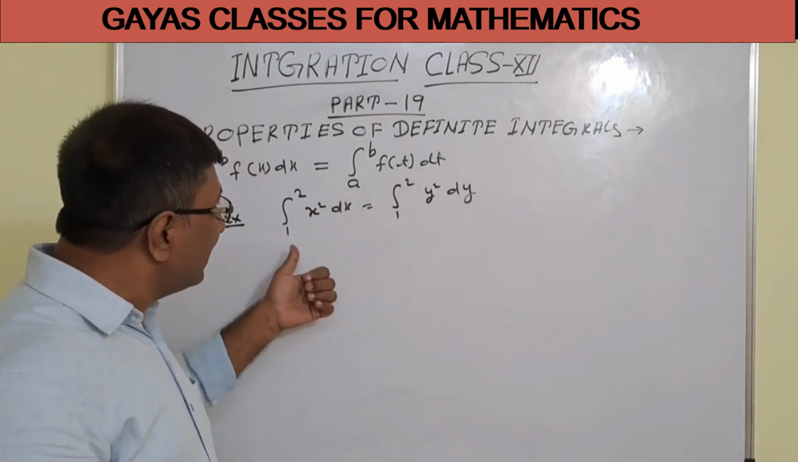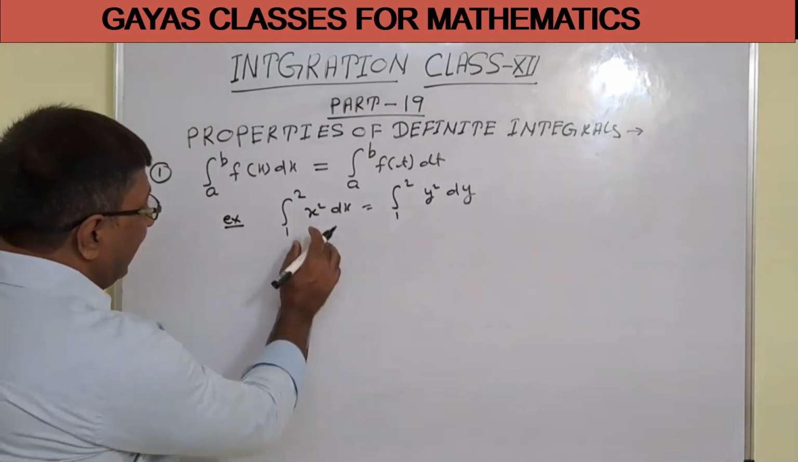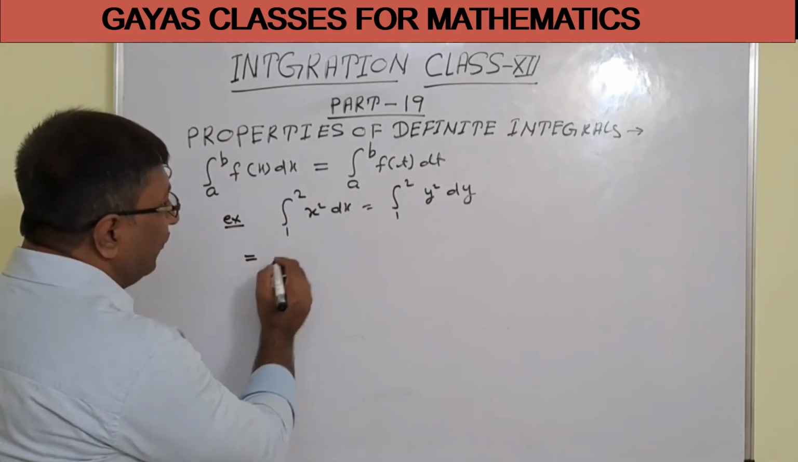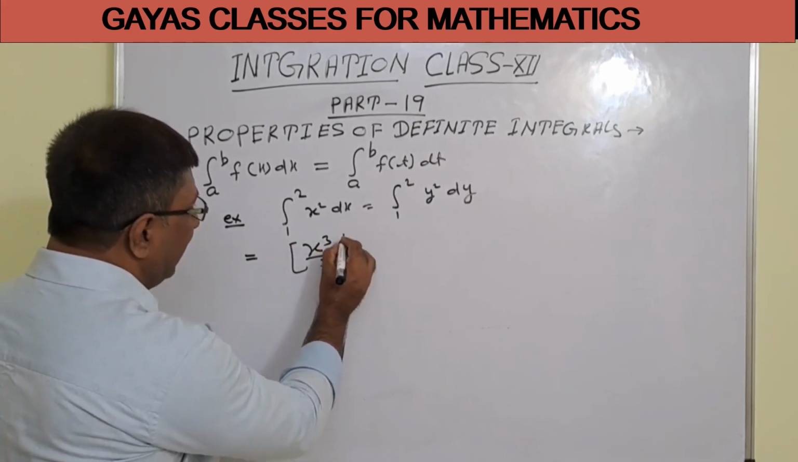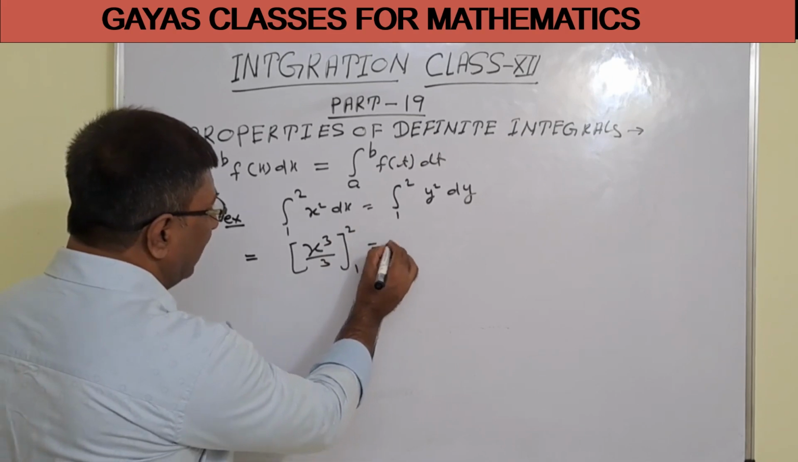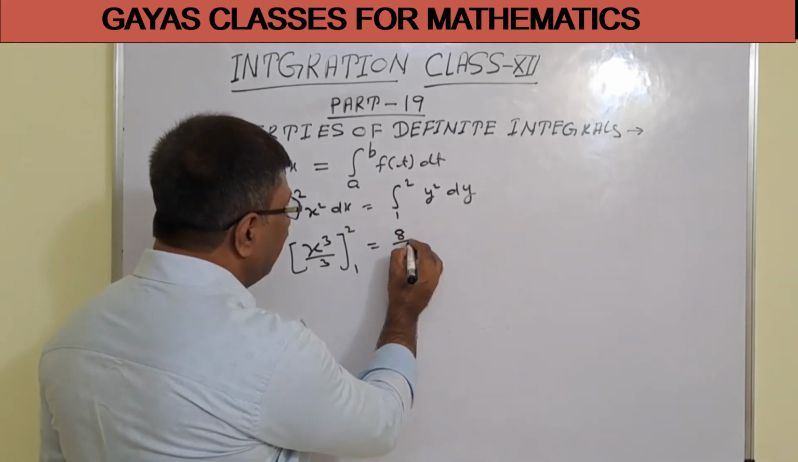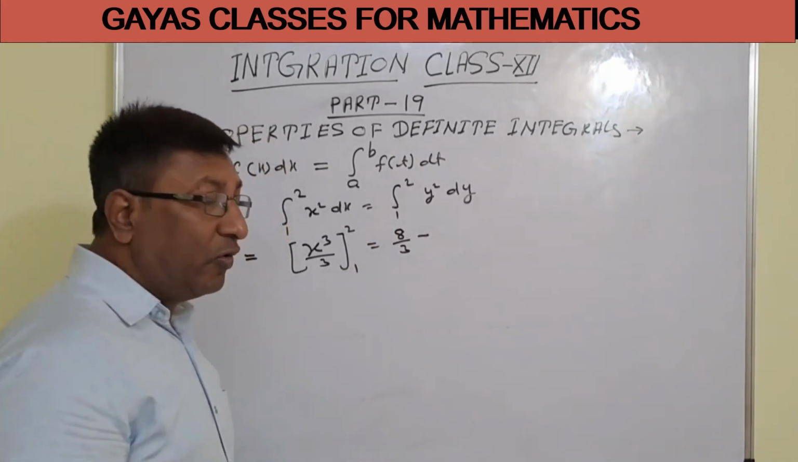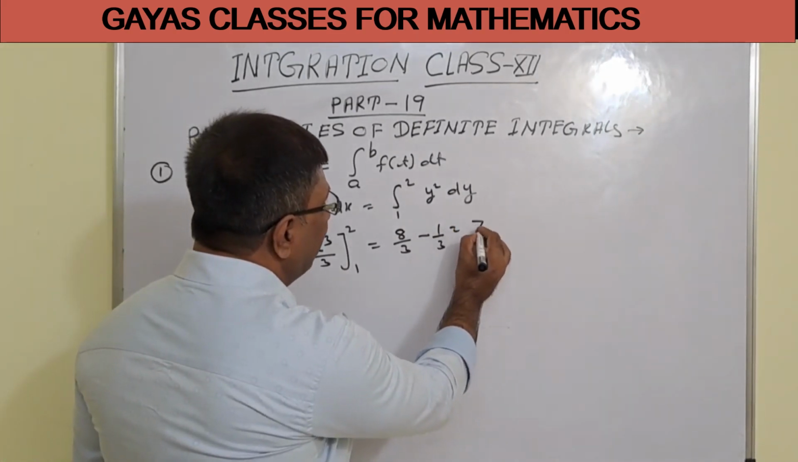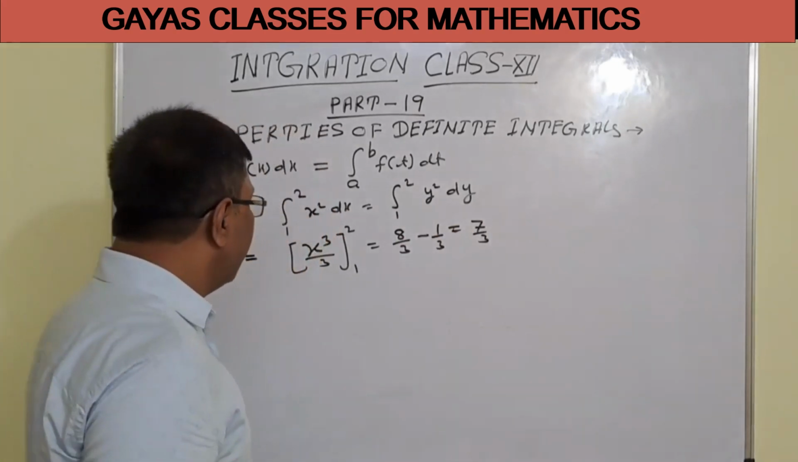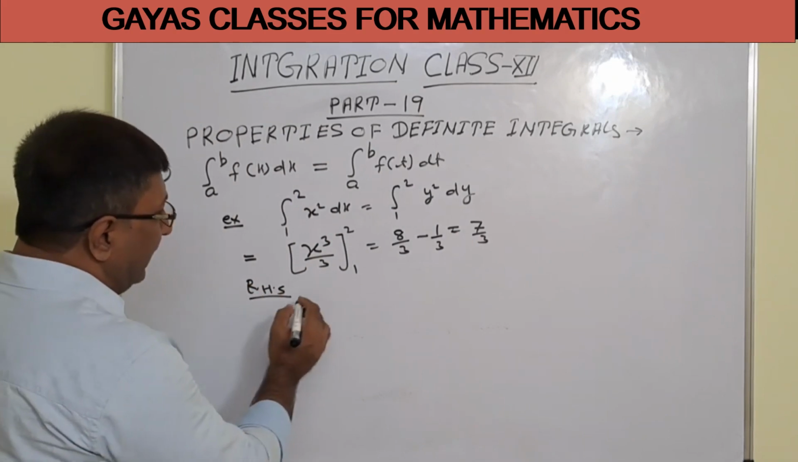Now we will see the result of both, that is LHS and RHS will be what? Same. So here the integration of x square is what? x cube by 3. And here the upper limit is 2 and lower limit is 1. So when we put x equal to 2, we will get 8 by 3. And minus, when we put the lower limit x equal to 1, that is 1 by 3. So our result is 7 by 3.